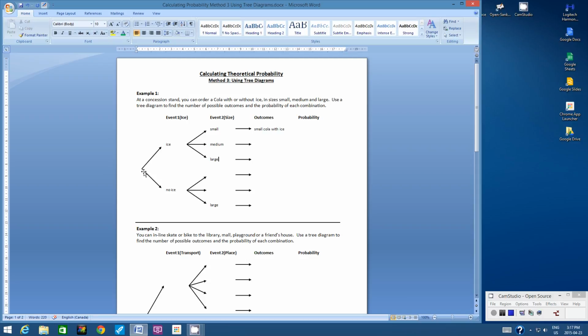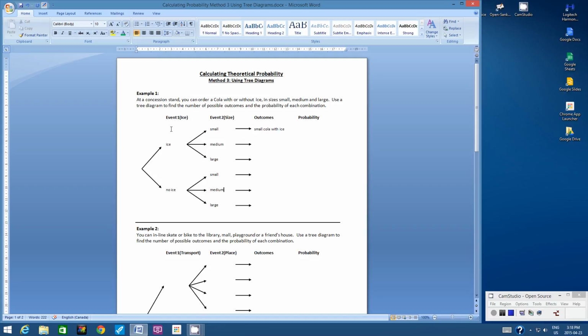Okay, so let's look at the branch that is no ice. If we choose to have a cola with no ice, then the next decision, the next event, is again the size. We know that it could come in small, medium, or large. So again, this part of the branch is going to look exactly the same as this part of the branch. Make sure you follow the same order. Start with small, and then go down to medium, and then large is already given for you, isn't it? Okay.